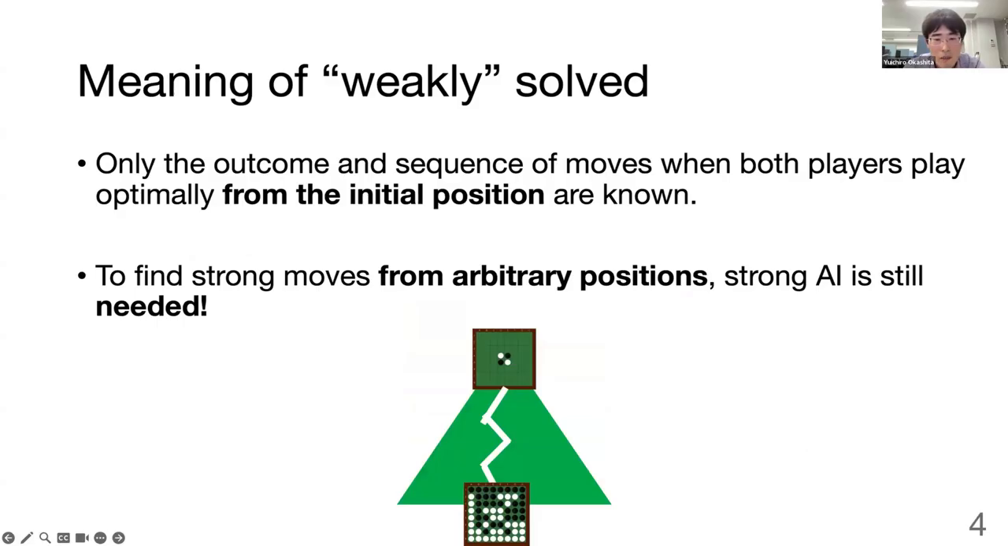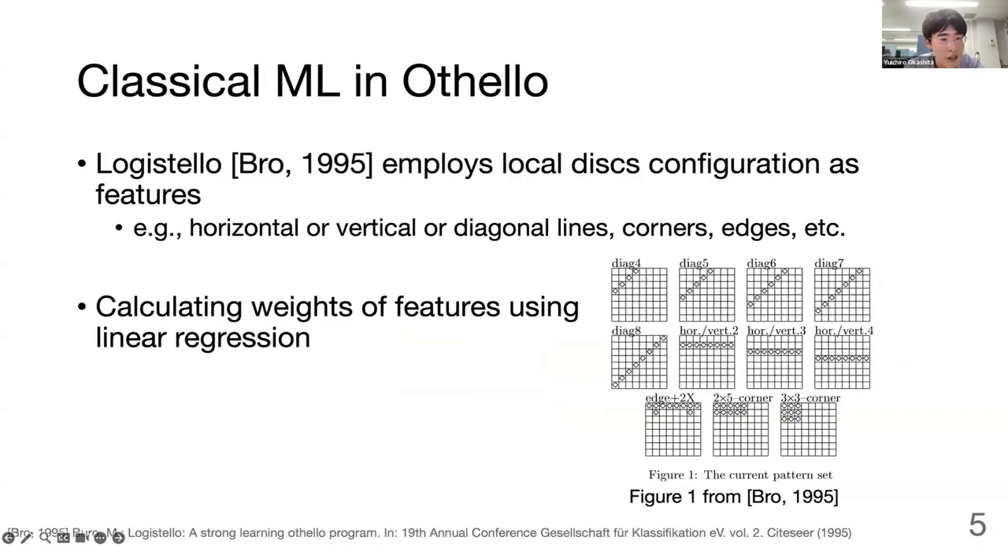In a weakly solved game, the optimal sequence of moves and the final outcome are known, but only from the initial position. Therefore, to find optimal moves for arbitrary positions, a strong AI is still needed.